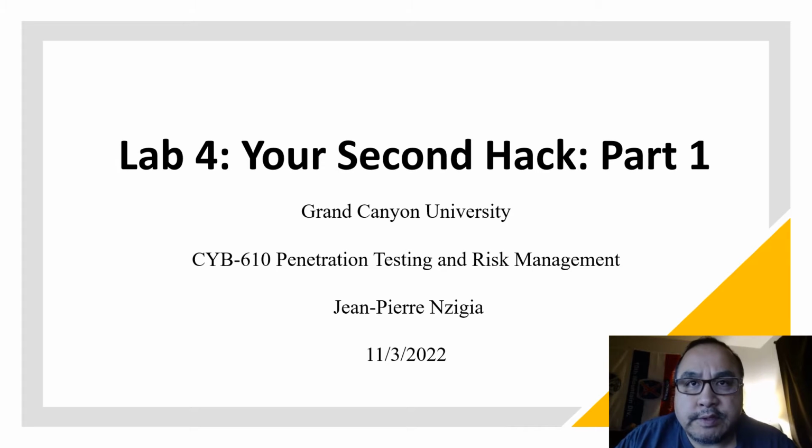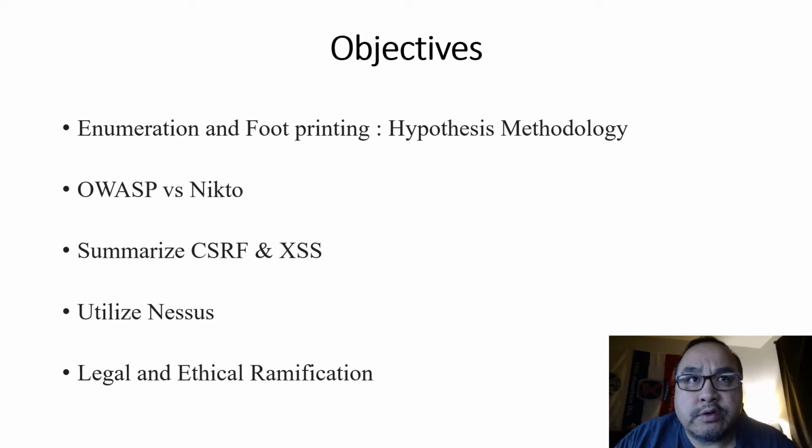Hi, my name is [name], and this is my lab assignment, the second hack, part one, for my penetration test and risk management course. The objectives are to enumerate and footprint, and to provide a hypothesis of flaws, also OWASP versus Nikto, summarize CSRF and XSS, utilize Nessus, and cover legal and ethical ramifications.